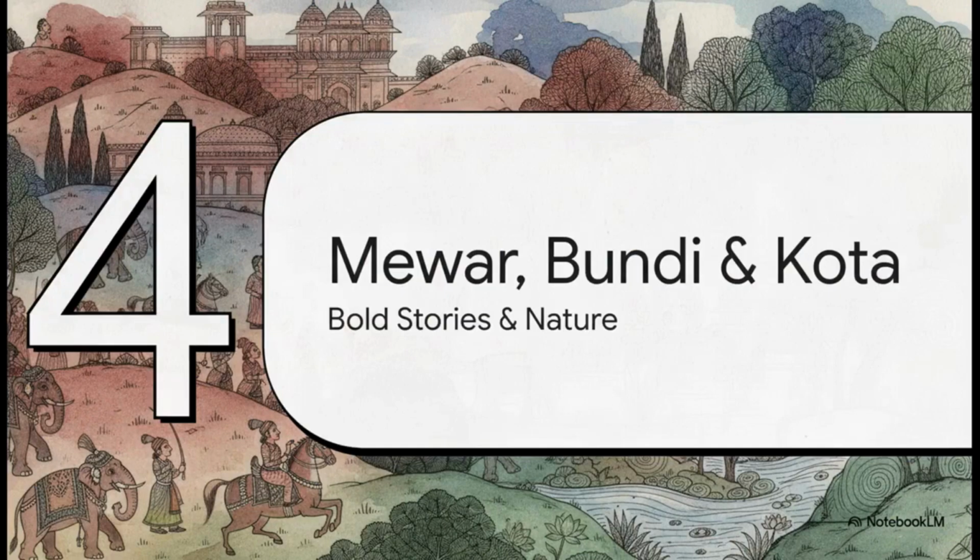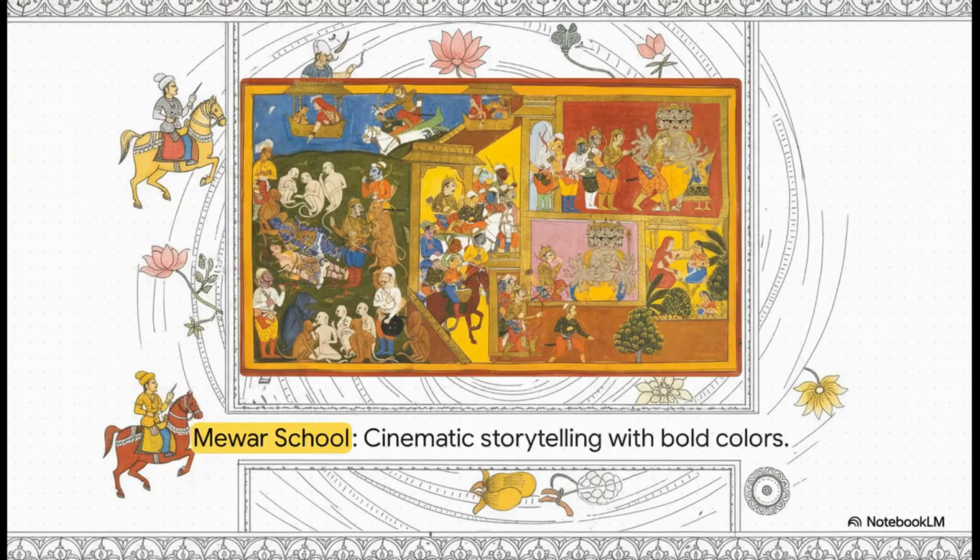Part 4. Mewar, Bundi, and Kota. Let's kick things off with the Mewar school. Considered one of the earliest and most influential styles, it is instantly defined by its bold reds and yellows. In this piece by the virtuoso artist Sahibdin, notice how he uses an aerial perspective? Instead of showing just one frozen moment in time, multiple events unfold simultaneously across the page. It's almost cinematic, guiding your eye through a complex narrative all in a single frame.